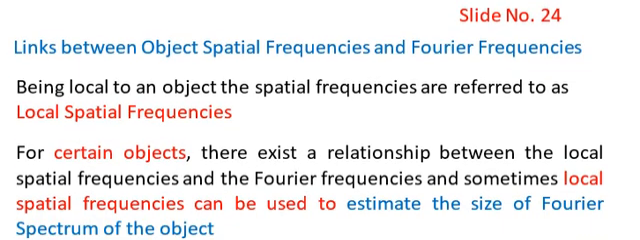Here we would like to examine whether it is possible to develop a relationship between object spatial frequencies and object Fourier frequencies. Can there exist any relationship? Let's see. Being local to an object, the spatial frequencies are referred to as the local spatial frequencies. For certain objects, and notice we are not talking about any object, there exists a relationship between the local spatial frequencies and the Fourier frequencies, and sometimes local spatial frequencies can be used to estimate the size of the Fourier spectrum of the object.